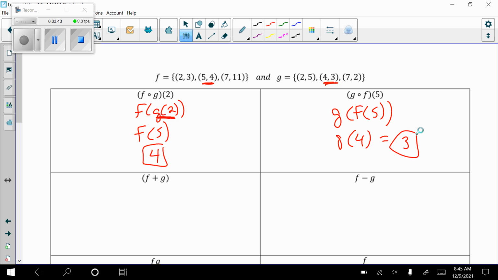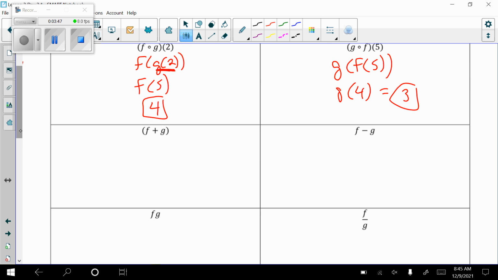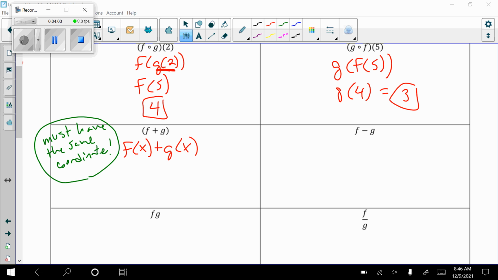Okay, let's do it. Notice that this doesn't have a number. This is kind of weird. This is the same thing as f of x plus g of x. Just know that when you see that, that's what it's asking for. This is what you need to remember: you must have the same coordinate. If you don't, it's going to be undefined.